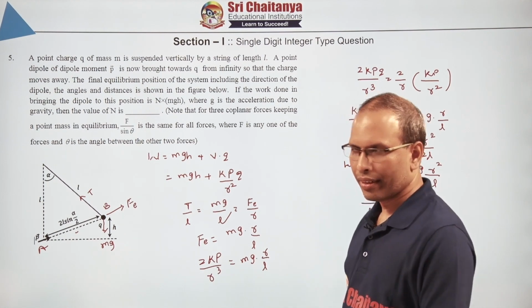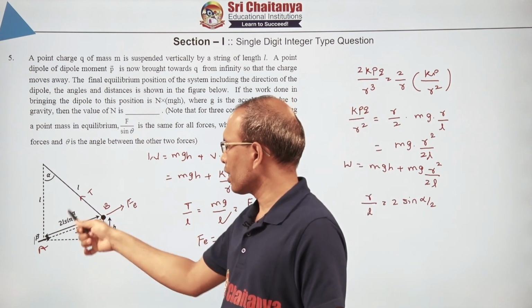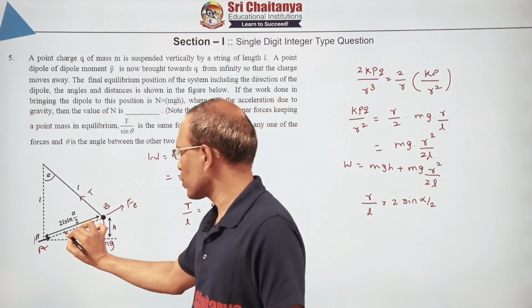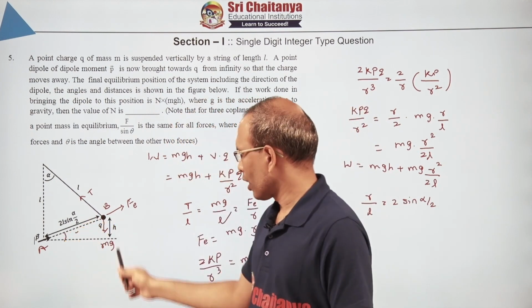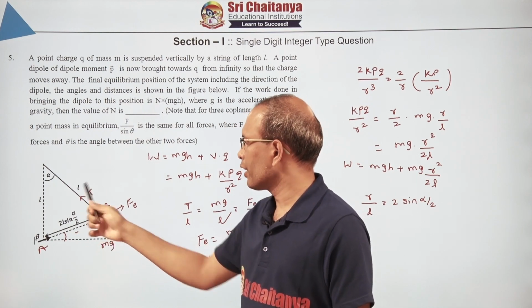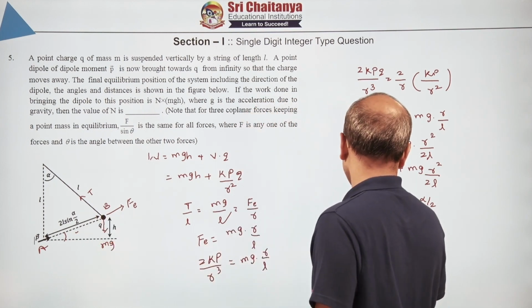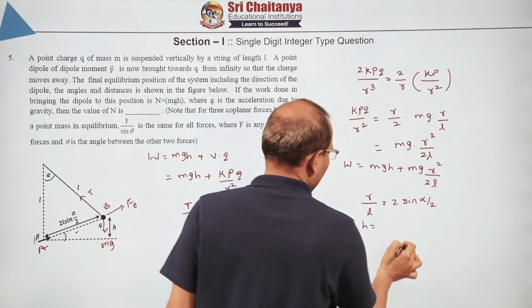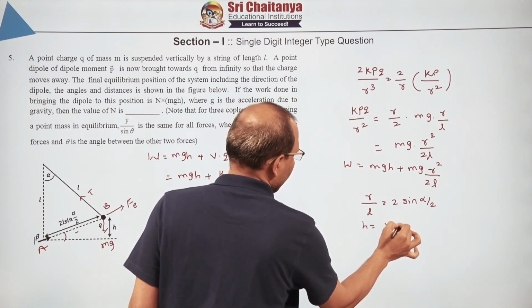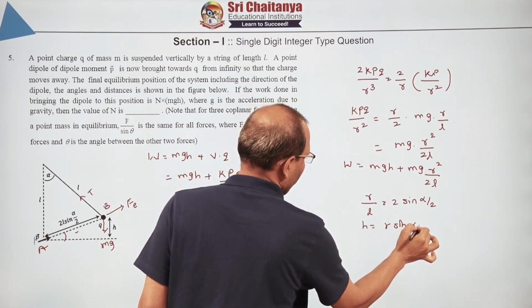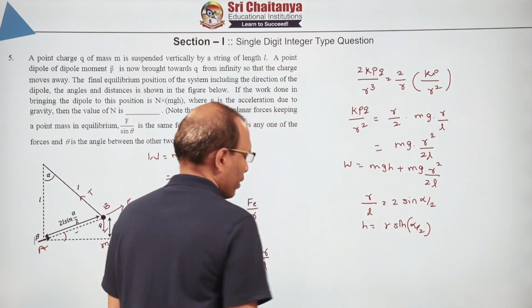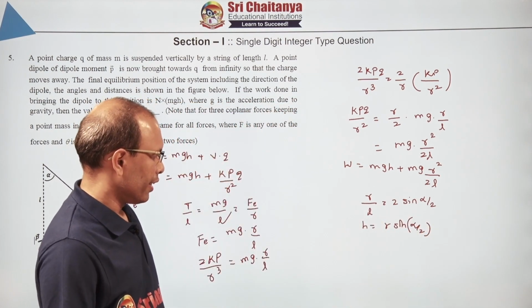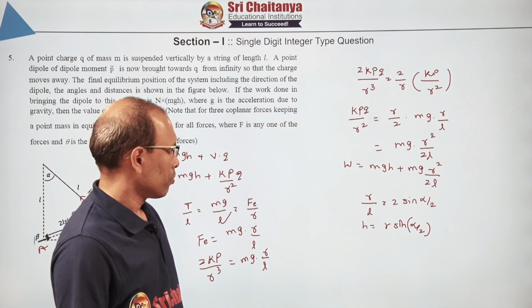Now what is the relation between h and r in this diagram? This is also alpha by 2 now for us. Now this h can be written as r into sin alpha by 2, and we have H is equal to R into sine alpha by 2.